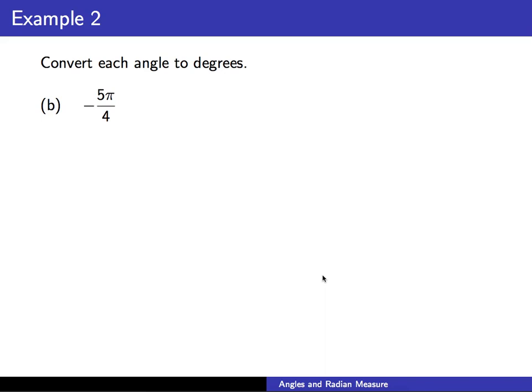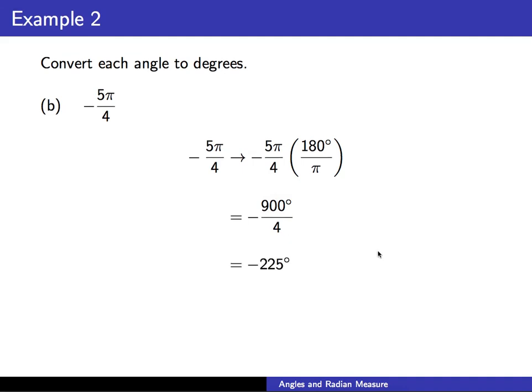All right, finally, part B, negative 5 pi over 4. We're going to multiply that by 180 degrees over pi. Once again, the pi radians are going to cancel out, and negative 5 times 180 is negative 900 over 4, which is negative 225 degrees.